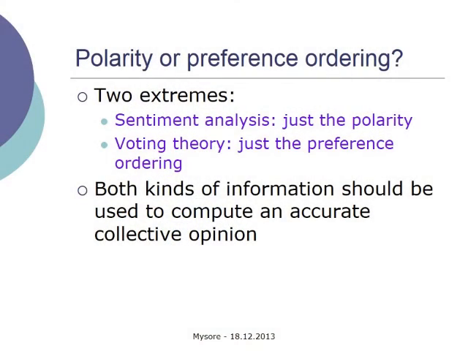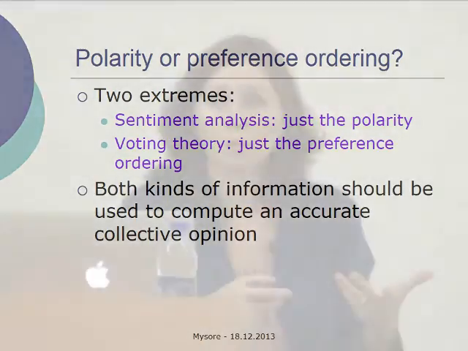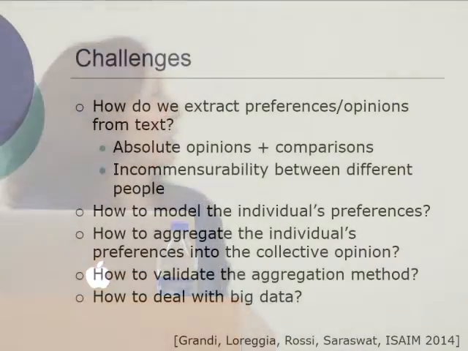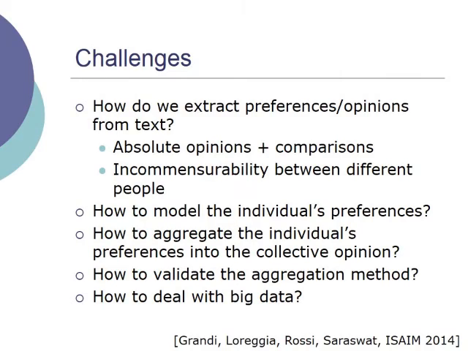So the idea here would be actually to consider both kinds of information. So to adapt voting theory and the sentiment analysis, to merge them and to be able to reason with both polarity and preference ordering information. The challenge here is how to extract preference opinions from text, absolute opinions and comparisons, how to model the individual preferences, how to aggregate them into a collective opinion.